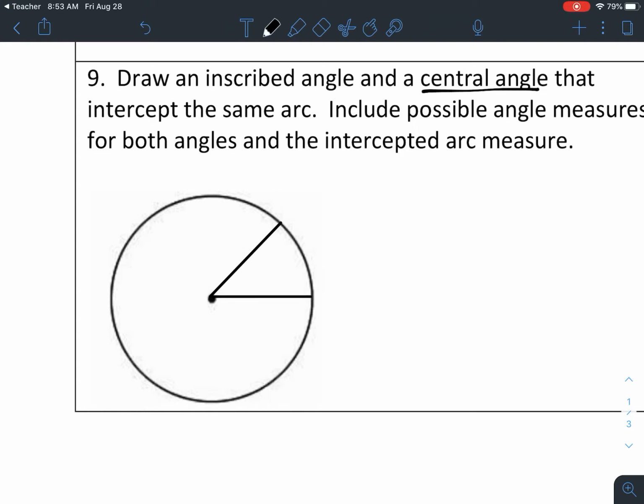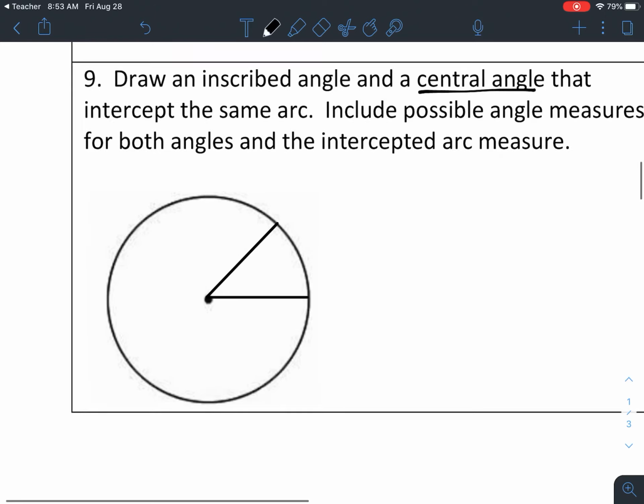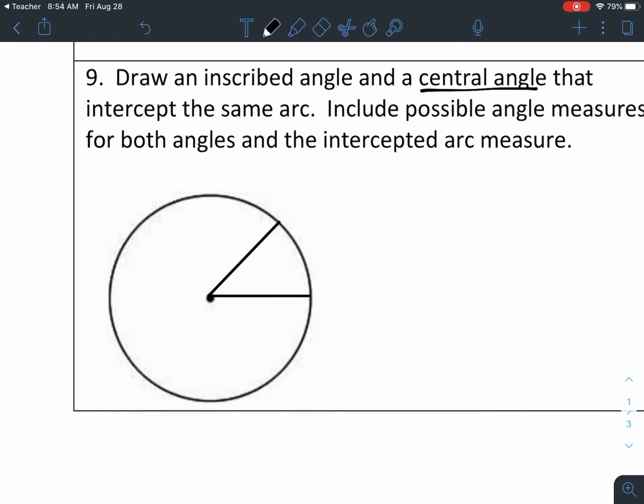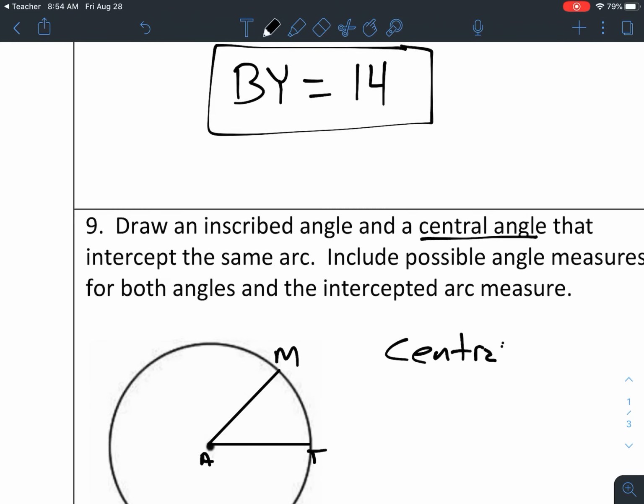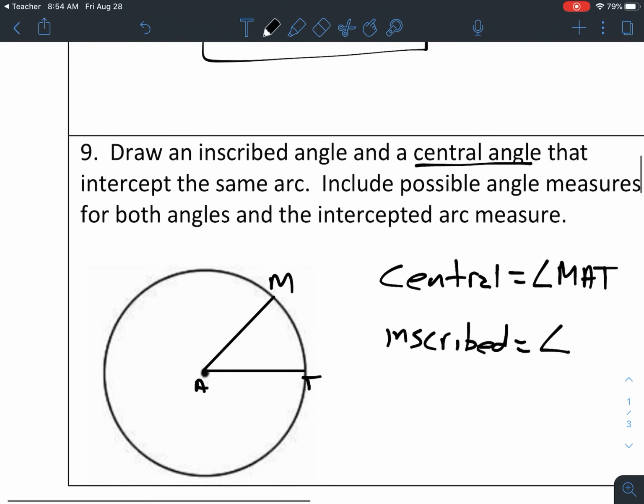So I'm going to use points, circle A, let's go MAT, so central, and so you can get used to doing this, is equal to measure MAT, and I'm going to do inscribed is equal to angle, and because they're asking us to intercept the same arc, we have to have it where our points, we're going to use M all the way to the edge here, and then back to T.